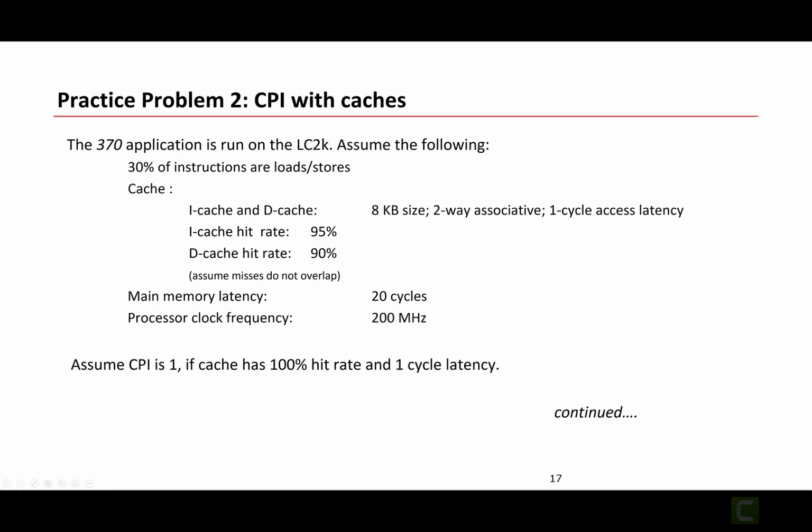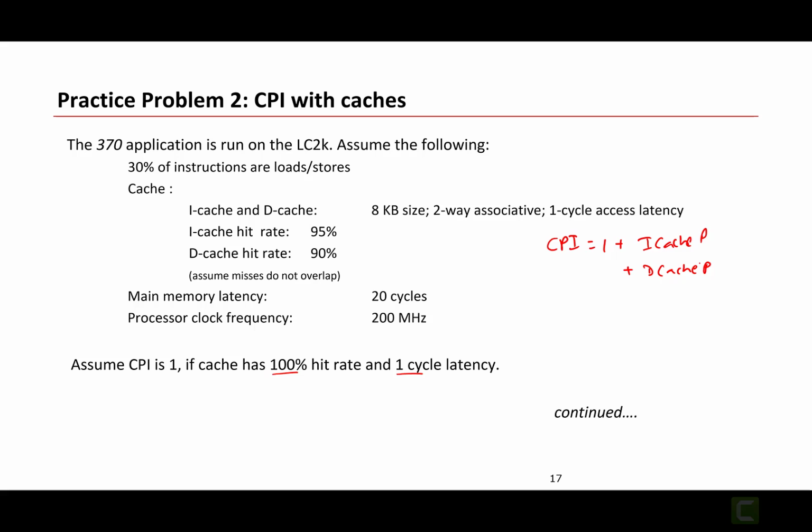Okay, we have another problem on caches. In this problem, we are asked to assume the CPI is 1 as long as your cache hit rate is 100% and the cache latency is 1 cycle, which is easier in some sense because you don't have to account for data hazard penalties and control hazard penalties. You only need to worry about the remaining cache miss penalties and its impact on CPI. So the CPI equation would be 1 plus instruction cache penalty and data cache penalty.